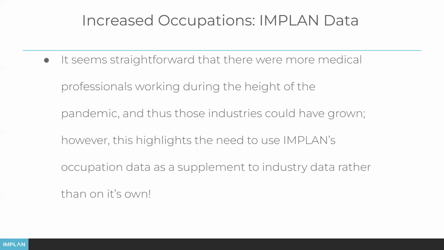It seems pretty straightforward that there indeed were more medical professionals working during the height of the pandemic in 2020, and that industries with medical professionals could have grown. The combination of a larger employment share and a growth in industries can lead to changes in the occupational data. However, we at IMPLAN do not alter the raw data in such a way to smooth out any curves. This highlights the need to use IMPLAN's occupational data in tandem with our industry data as a supplement.